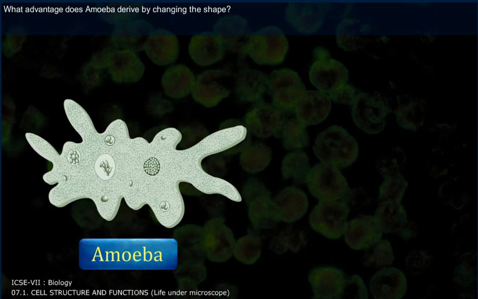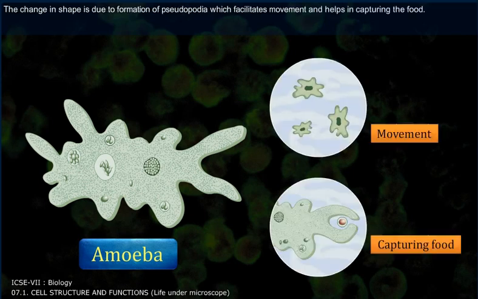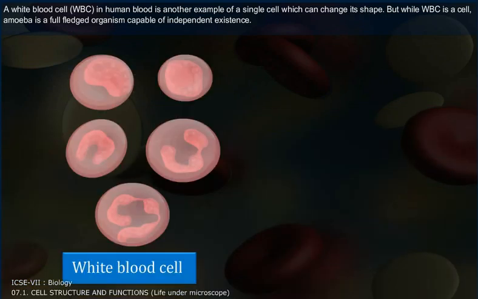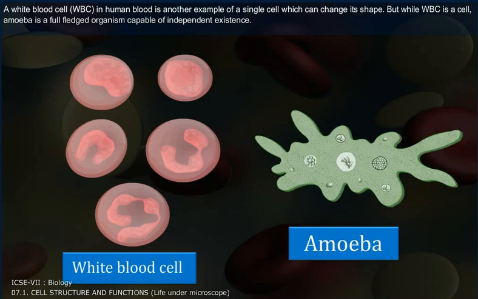What advantage does amoeba derive by changing the shape? The change in shape is due to the formation of pseudopodia, which facilitates movement and helps in capturing food. A white blood cell, WBC, in human blood is another example of a single cell which can change its shape. But while a WBC is a cell, amoeba is a full-fledged organism capable of independent existence.